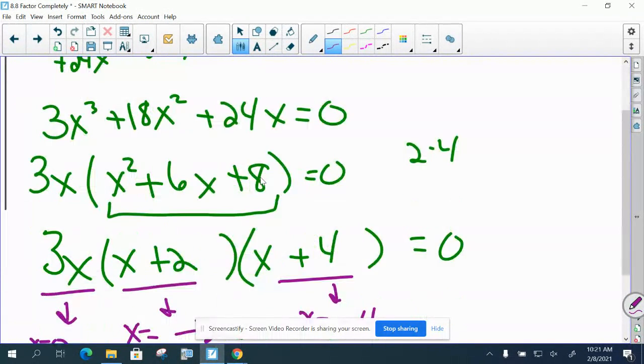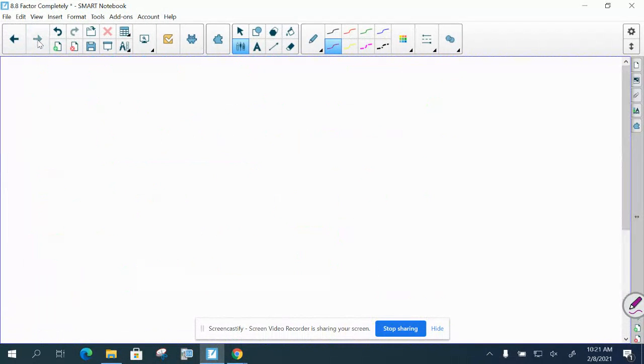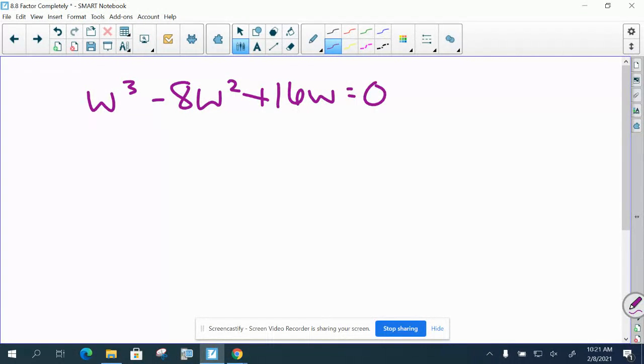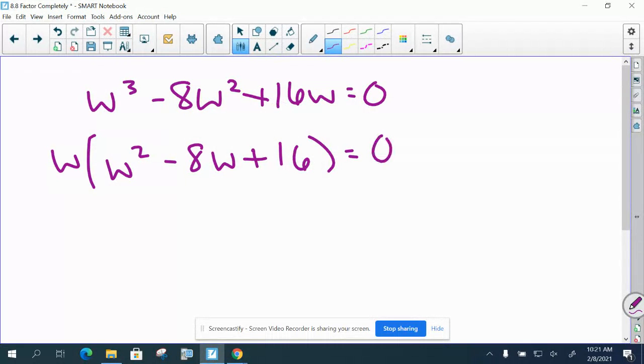Okay, and then not sure what happened to my other questions. I think because those were the ones you were supposed to try on your own. So we'll do w to the third, we'll do one more maybe, minus 8w squared plus 16w. Okay, so this is a similar one where you would factor out just a w in this case. You'd have w squared minus 8w and then plus 16.